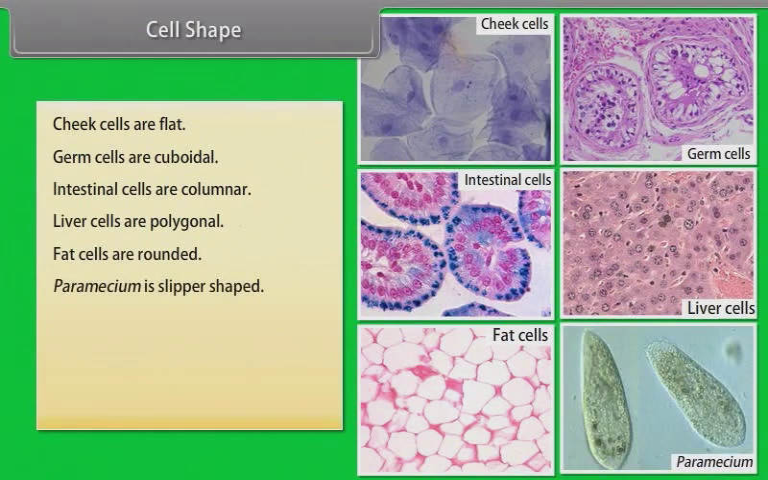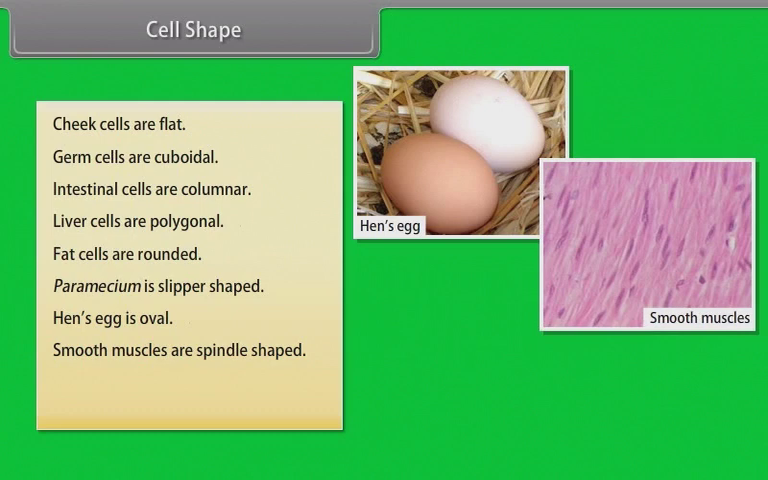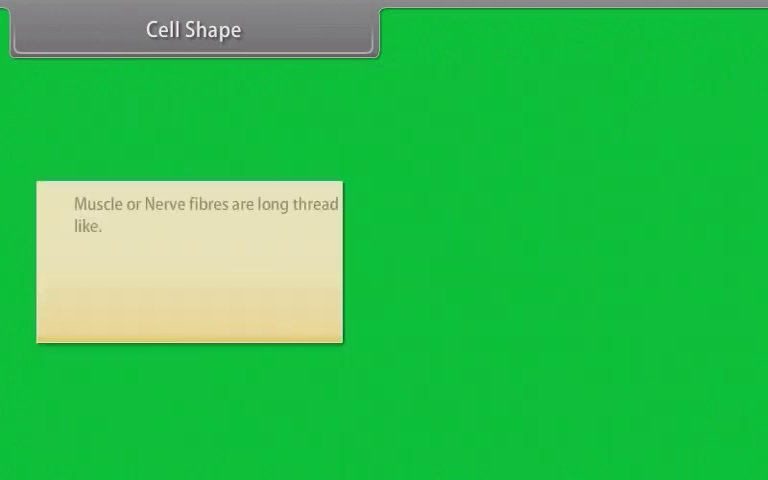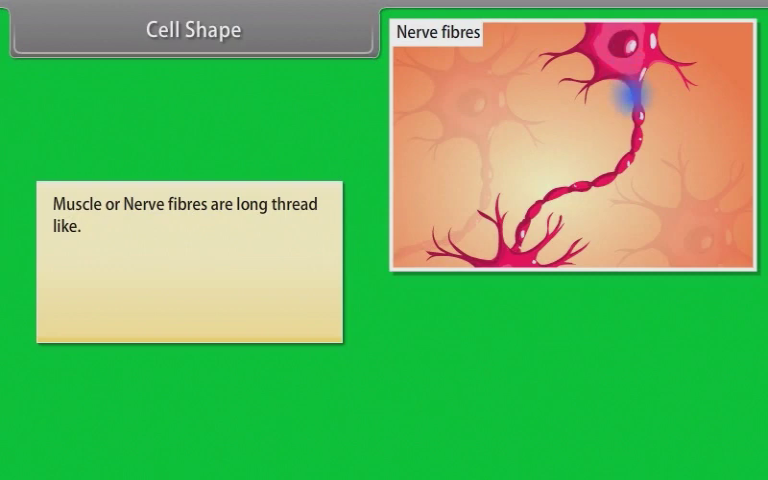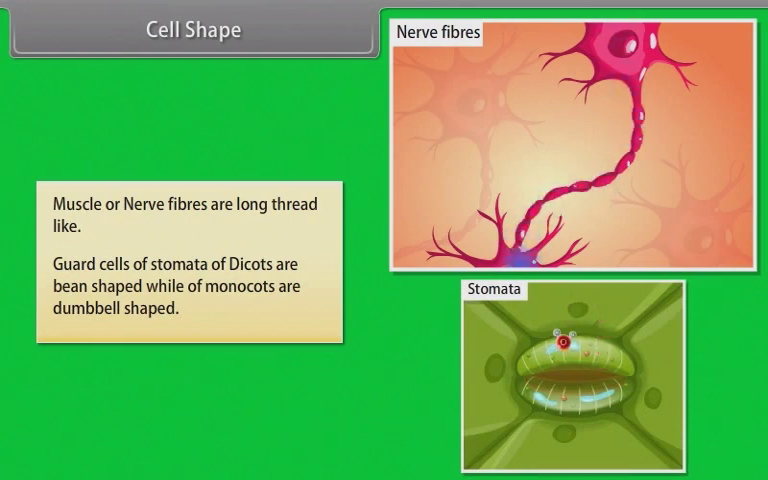Paramecium is slipper-shaped. Egg is oval. Smooth muscles are spindle-shaped. Pigment cells, that is, chromatophores, are branched. Muscles or nerve fibers are long thread-like. Guard cells of stomata of dicots are bean-shaped, while of monocots are dumbbell-shaped.